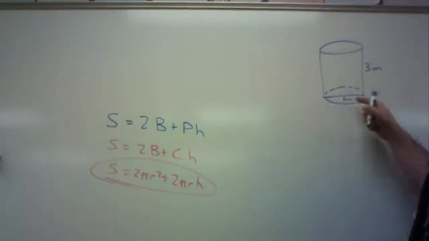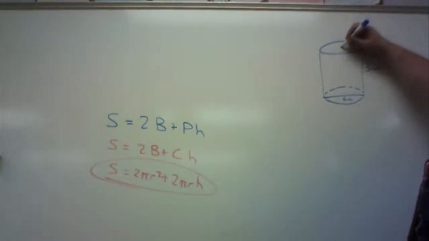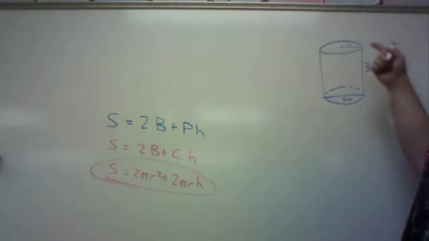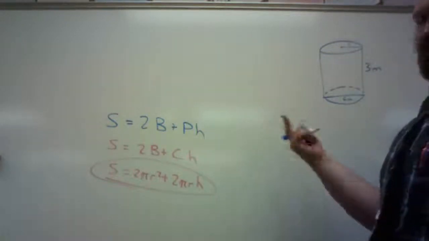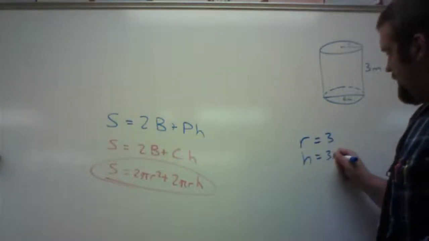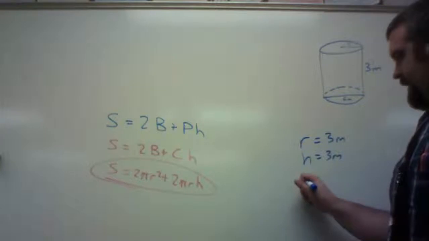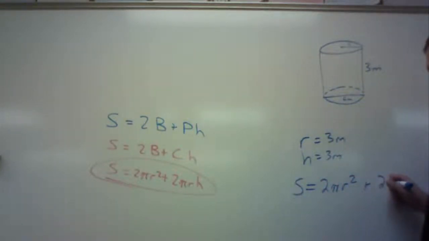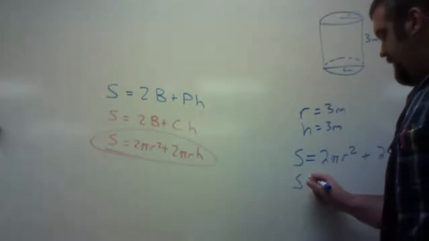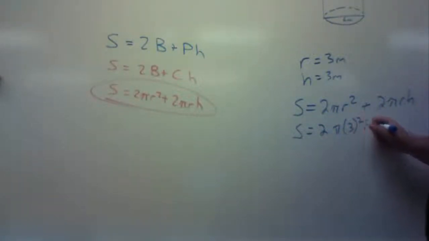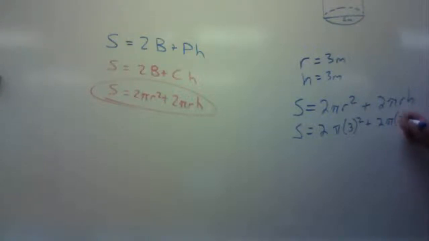Well, if the diameter is 6, then the radius is 3. So wait, the radius is 3 and the height is 3? Just plug them in. So r equals 3, h equals 3. At this point, all I do is plug into my equation. S equals 2 pi r squared plus 2 pi r h. Plug 3 in for the appropriate spots: 2 pi times 3 squared plus 2 pi times 3 times 3.